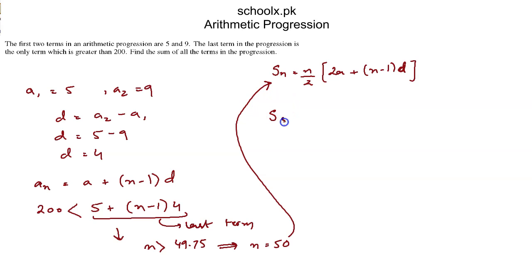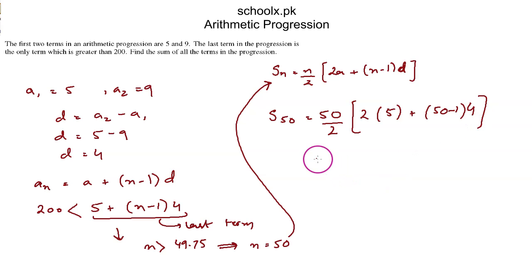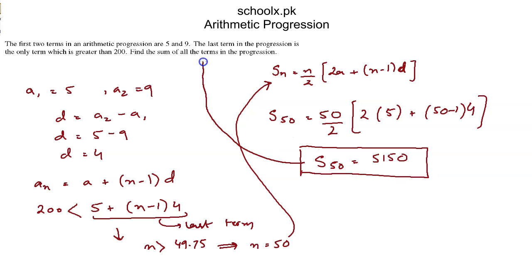So S50 equals 50 divided by 2. Now 50 are all the terms in this sequence. There are only 50 terms in this sequence. 2 times a, which is 5, plus 50 minus 1 times the difference, which is 4. Our answer, the sum of the terms S50, is 5150. This is our answer, which is the sum of all the terms in the progression.